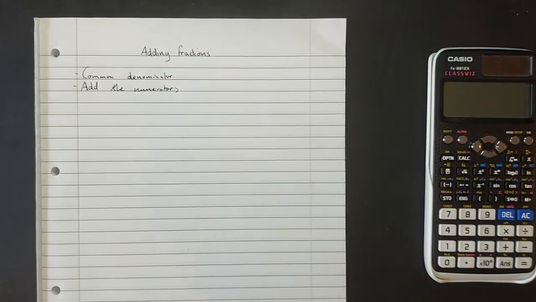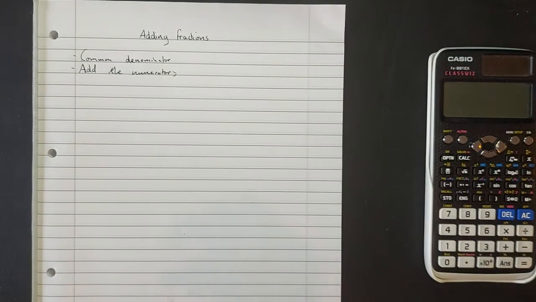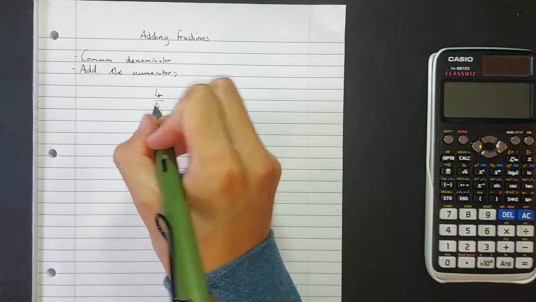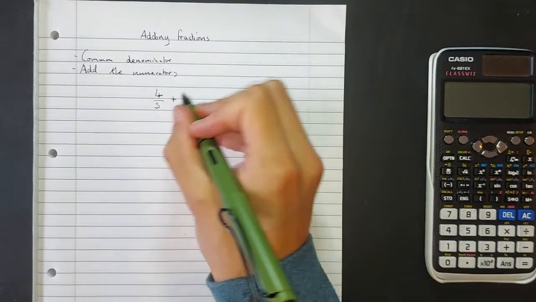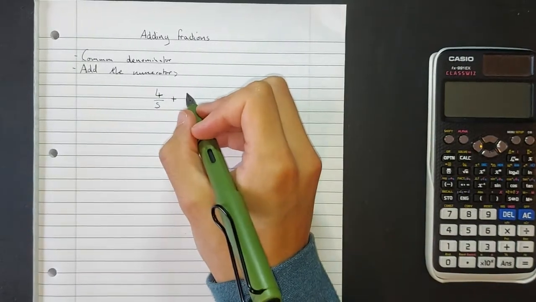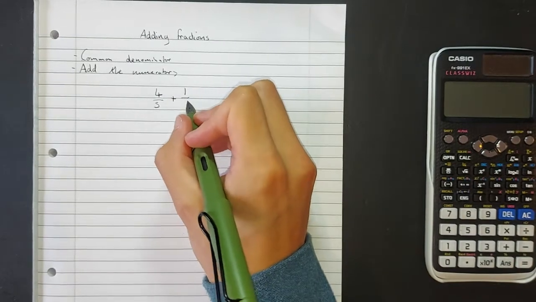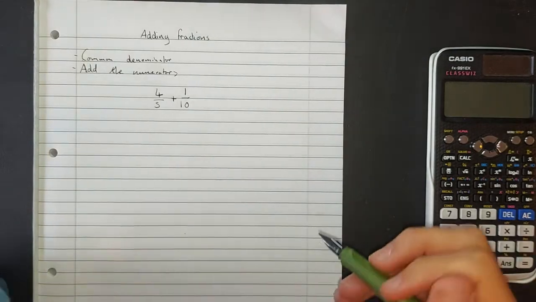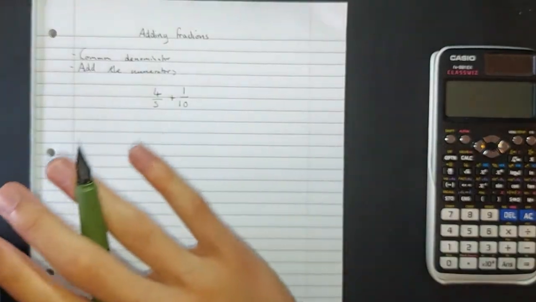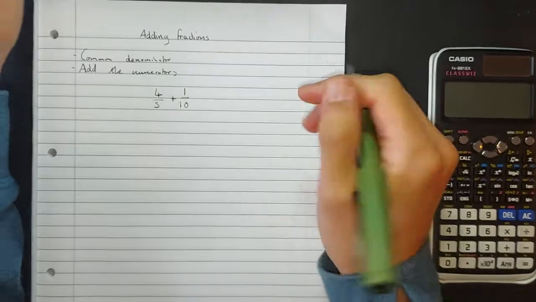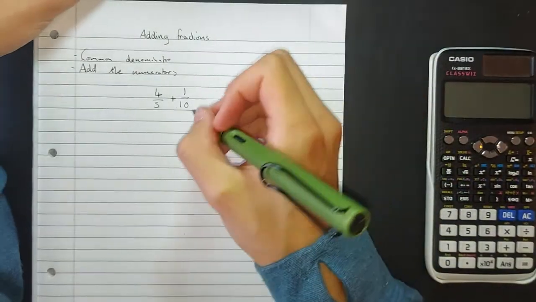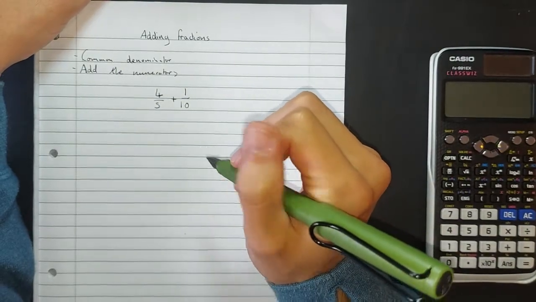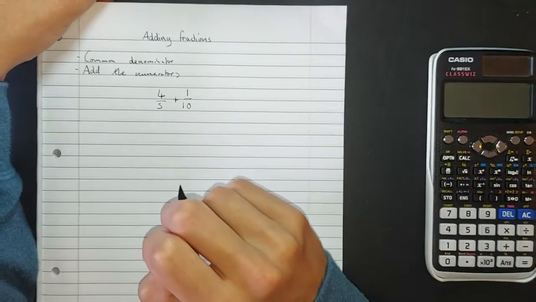So let's run through a quick example. So we're going to have 4/5 plus, let's go for 1/10. Okay, now it's not like multiplication. You cannot just add the tops and add the bottoms. What you have to do is make it so the denominators are the same. So you want to find a common multiple of 10 and 5.